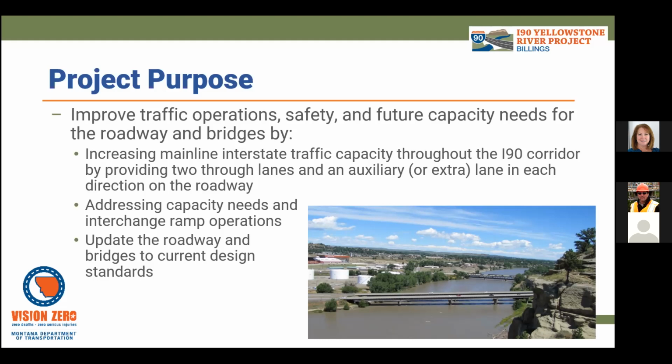The goal of the project is to improve the interstate in Billings to meet current safety and capacity needs. We'll do this in a couple ways. First, we'll be widening I90 from 2 lanes to 3 lanes in each direction between 27th Street interchange and the Lockwood interchange. And we'll also be reconstructing the 2 bridges over the Yellowstone River and 2 structures over the Talon Energy Railroad Spur line. So with that, I'll turn it over to Dustin.